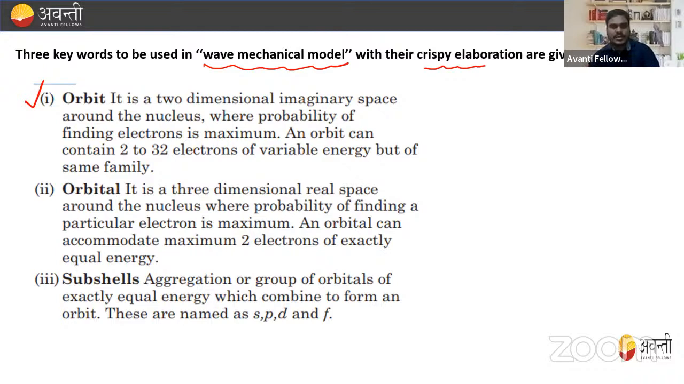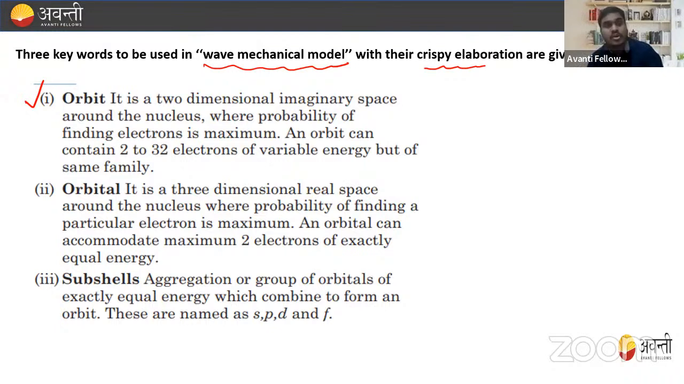So an orbit is nothing but a two-dimensional imaginary space around the nucleus where the probability of finding the electron is maximum. An orbit can contain 2 to 32 electrons of variable energy, but of the same family.